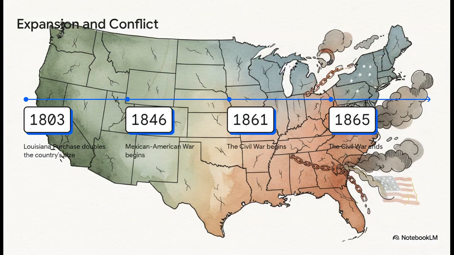Adding all that massive territory through the Louisiana Purchase and later the 1846 Mexican-American War forced the country's absolute deepest division right into the blazing spotlight: slavery. The friction over whether or not these new territories would allow human bondage basically brought the nation to its breaking point. And the tragic result? The catastrophic Civil War that tore the country apart from 1861 to 1865.